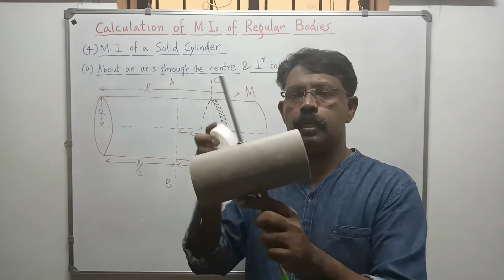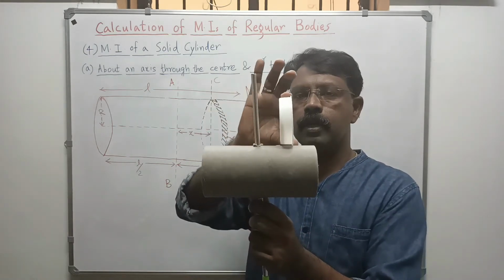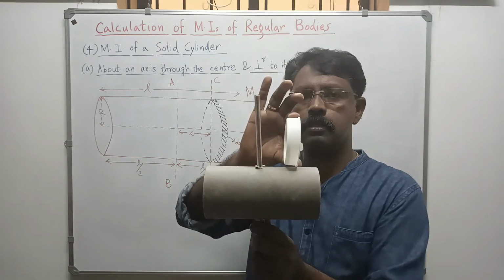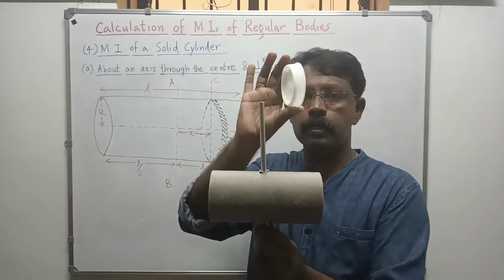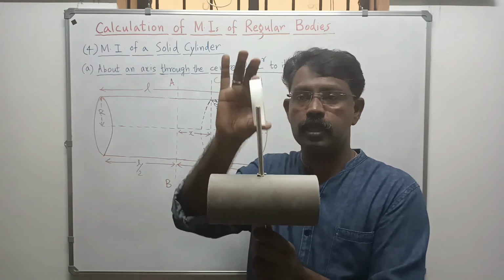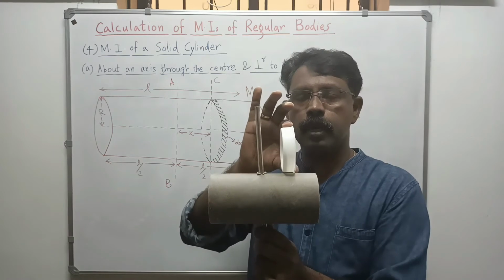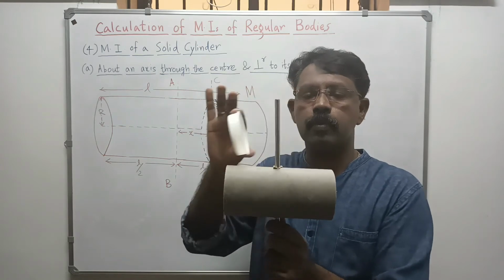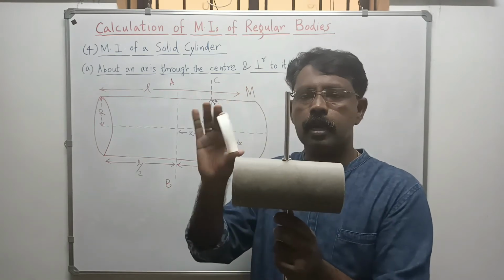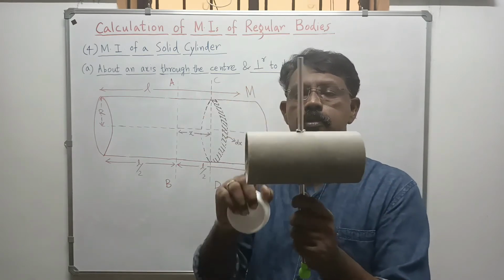So I am considering a disk somewhere here at a distance x from this one. I will find the mass of this disk, find the moment of inertia of this disk about this axis, and then integrate from here to here. So we will say that this solid cylinder is made up of a large number of disks and will integrate. So this is what we do first. We have an axis passing through the center. We can rotate like this.